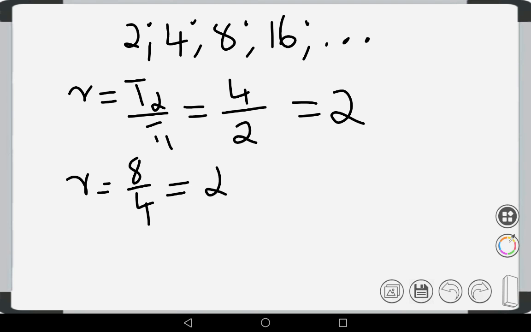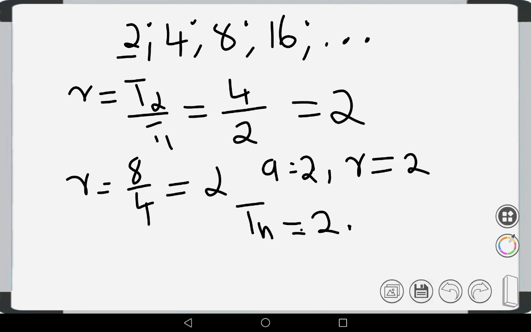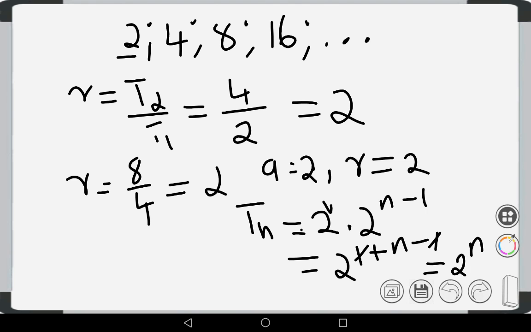Now our a is the first term, so a is 2 and r is also 2. So we can say Tn equals 2 times 2 to the power n minus 1. Because the bases are the same, you can simplify it by adding the powers: 2 to the power 1 plus n minus 1, which gives 2 to the power n, because the 1 and minus 1 cancel. So the general formula is Tn equals 2 to the power n.